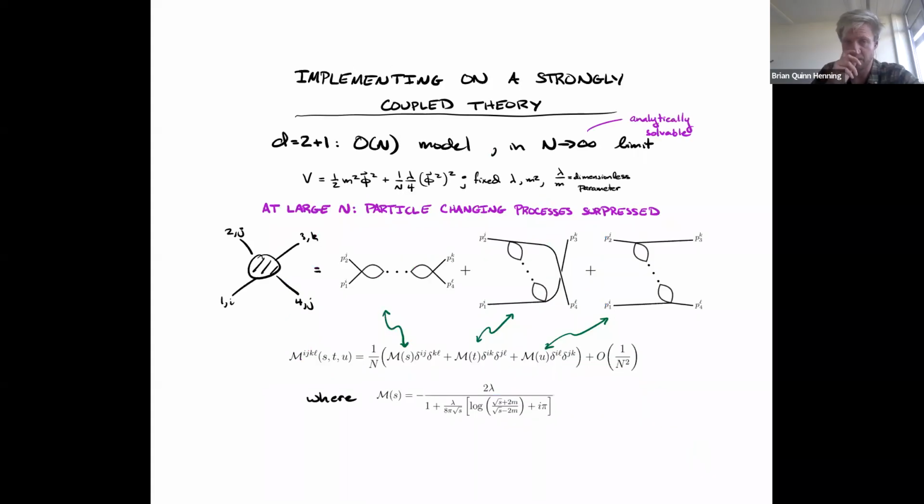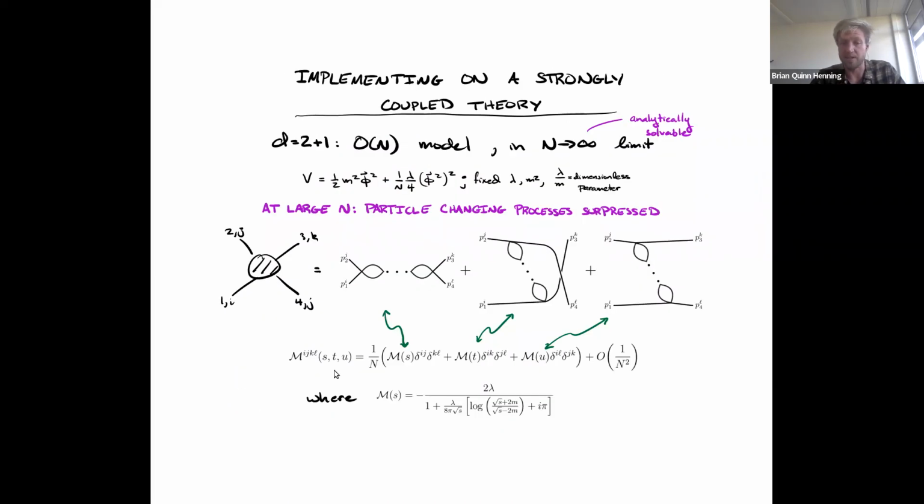Okay, so let's carry this recipe out. The theory that we studied was the 2+1 dimensional O(N) model at large N. We picked this model because at large N, it's analytically solvable, so we have something to compare to see if we're doing things correctly. Essentially at large N, it's basically a phi to the fourth interaction, and particle number changing processes are suppressed. So it's dominated by these chains of bubble diagrams in either the S, T, or U channels.